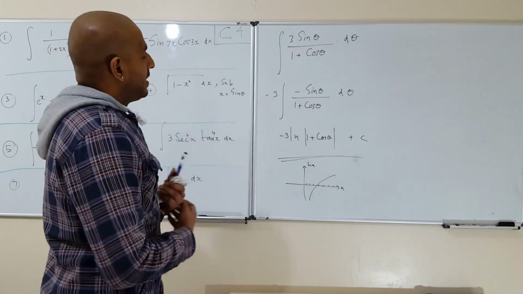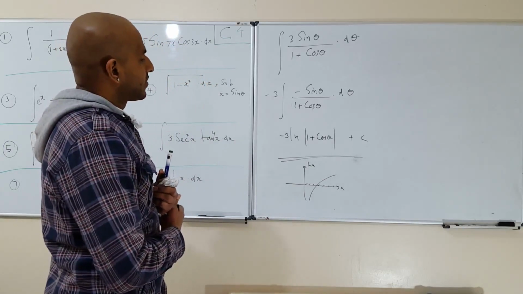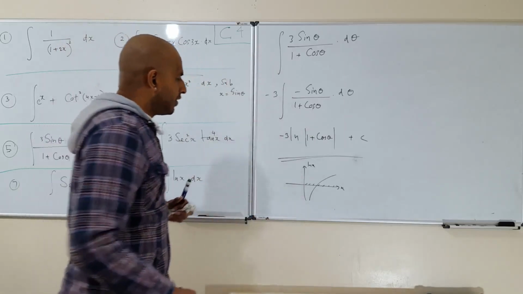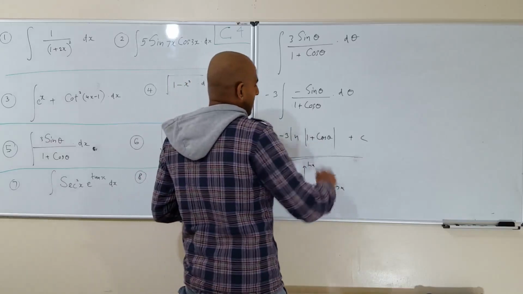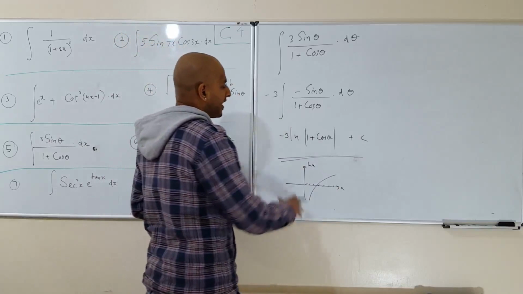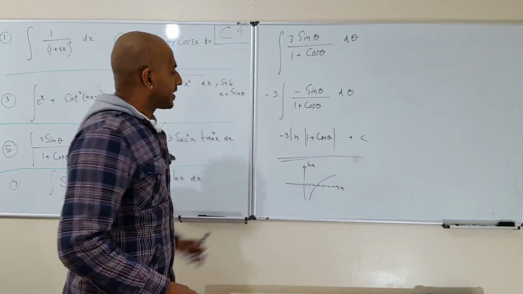Anyway, 1 plus cos theta would be always bigger than 0 in a sense, isn't it? Because you can raise everything by 1. If you look at the 1 plus cos theta function, everything just goes up by 1, isn't it? But anyway, that's not relevant here. Just discussing. This should be positive basically.